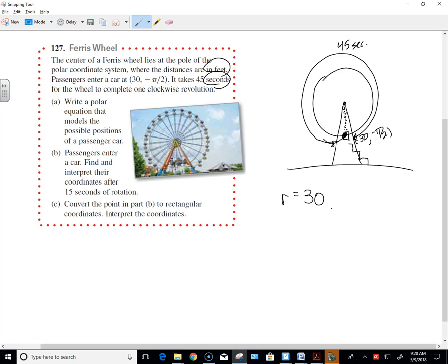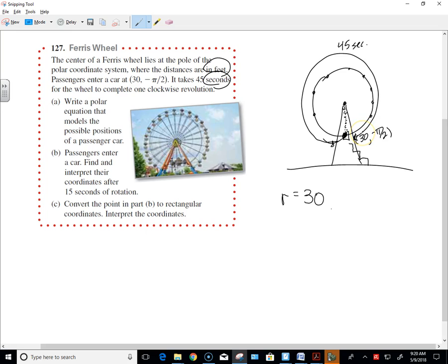The problem is they wanted the different possible positions of a passenger car at different times. It's trying to have us think about the different points that could come out. So we could have 30 at all these different angles, which r equals 30 would say, hey, whatever angle, I'm at 30.